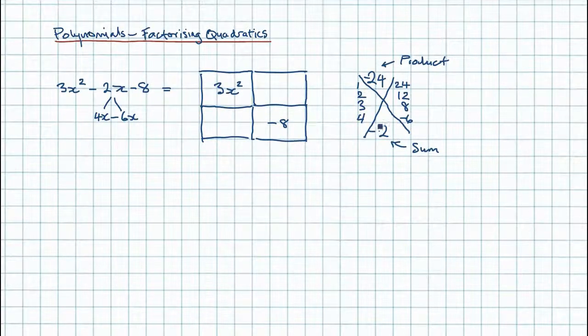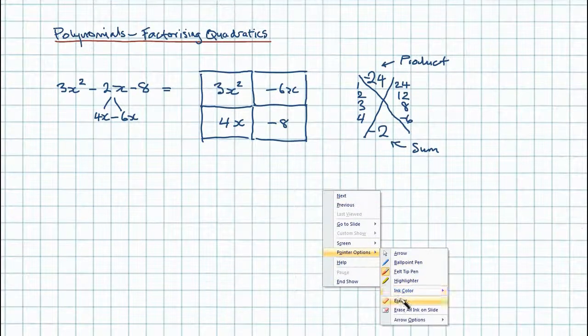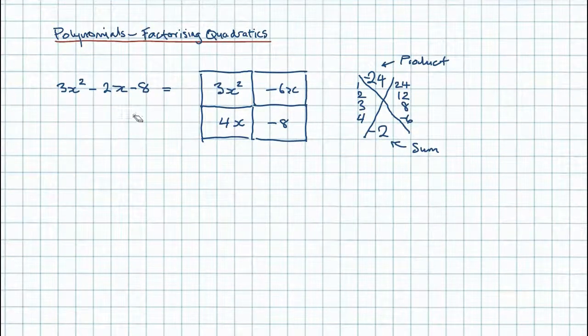And we now know that these boxes are going to be -6x, which we'll put there, and +4x. Okay. So now we've got our area filled in. Let's just rub this out because we don't need this anymore. Now all we've got to do is work out the sides. And it's pretty straightforward. The 3x squared, well, we know that one of the sides has got to be 3x and the other's got to be x.